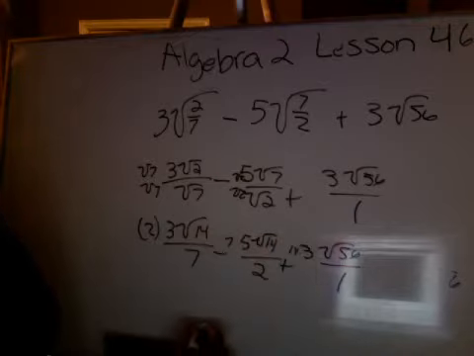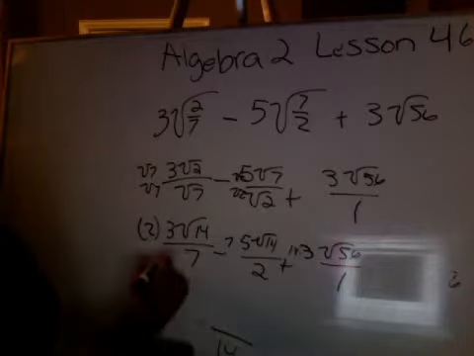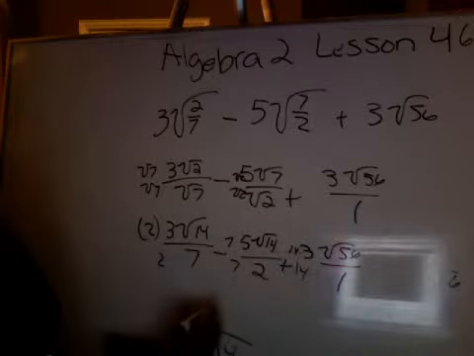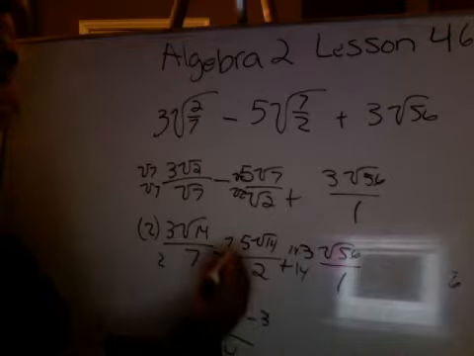And then I get all over 14, right? 14. And I get 6 square root of 14 minus 35 square root of 14 plus, that's 12, 42 square root of 56. Okay, all over 14. You can't see this one, but it's all over 14.